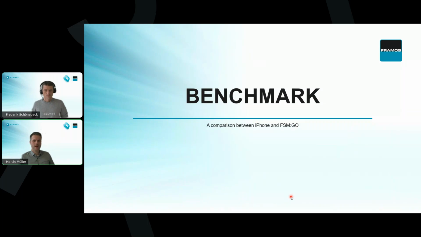So now let's try to visualize what it actually means and compare the iPhone versus an industrial embedded vision graded device such as the FSM Go. And just as a disclaimer here, it wasn't so straightforward to do this comparison because you're always kind of comparing apples with bananas. These systems are so different, and you need to do some tricks to actually receive a baseline for this comparison.